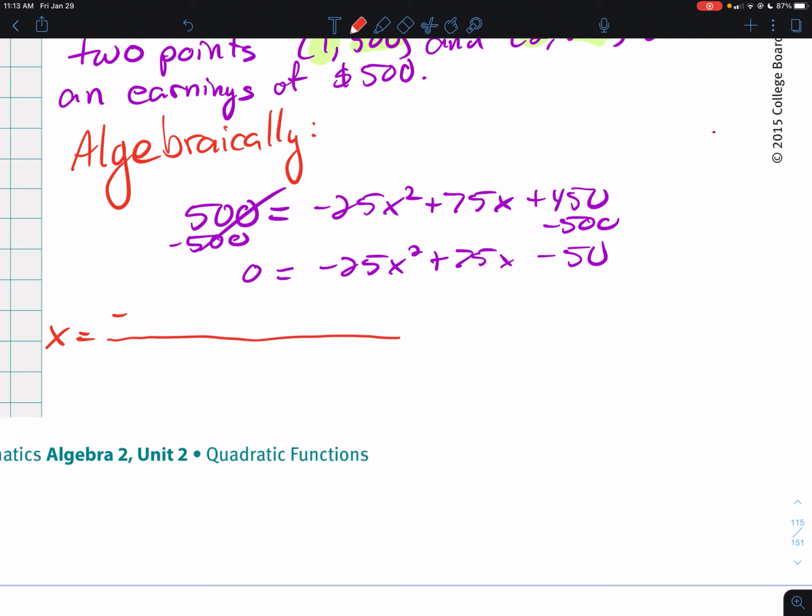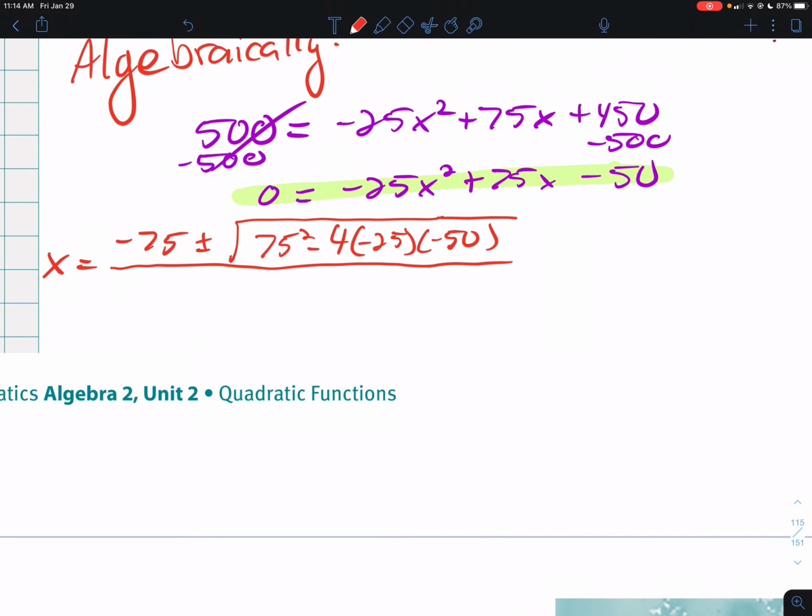Opposite of b plus or minus the square root of b squared minus 4ac. Actually, if you want to solve this by factoring, send me a message with a picture of you solving this equation by factoring, and I'll give you 5 bonus points. How about that? Let's see who watched this video all the way through. And then on the bottom is 2 times negative 25. Make sure you show all of your work in that picture, or you won't get any bonus points.